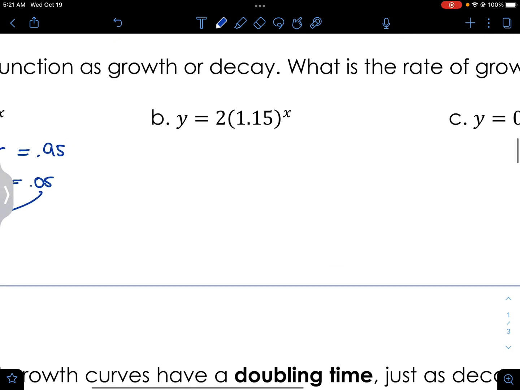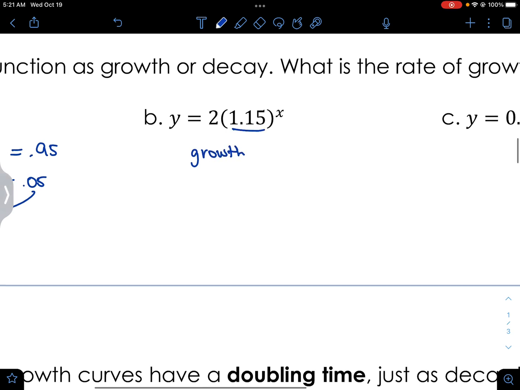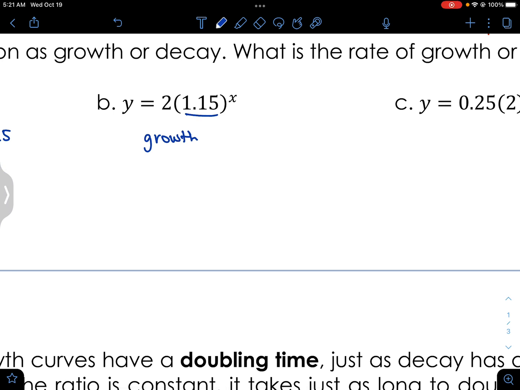Over here, we see that this is going to be an example of growth. The reason it's growth is because 1.15 is bigger than 1. So to figure that out, we have 1 plus r equals 1.15. R, if you solve for it, it's going to be 0.15, so your rate of growth is 15%. It's growing by 15%.